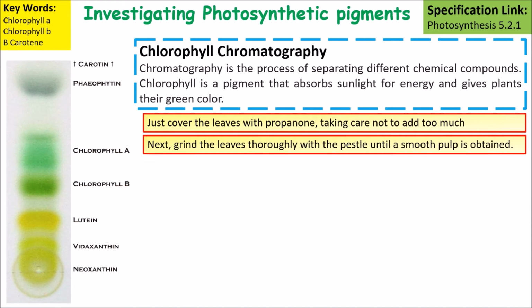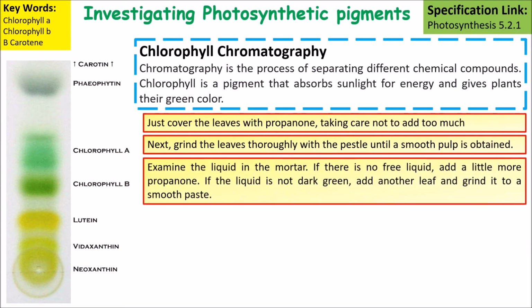You grind the leaves thoroughly into a pulp as this increases the surface area and allows the propanone to get physically at the chlorophyll. After you've done that, it's important to examine the liquid. If there's no free liquid, just add a little bit more propanone. If the liquid is not dark green, then add some more leaves.